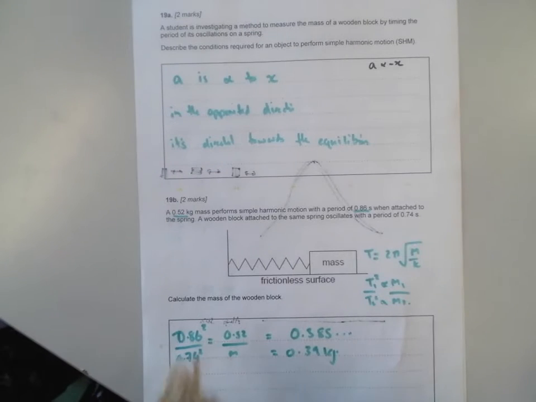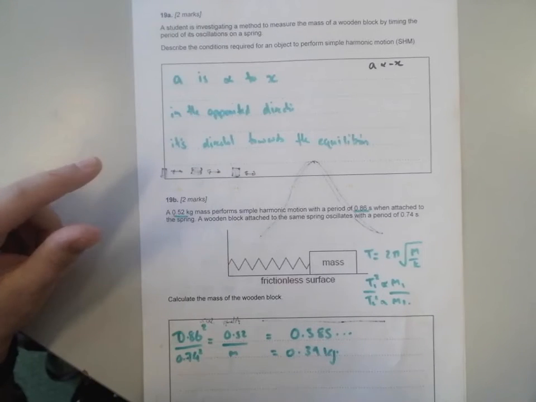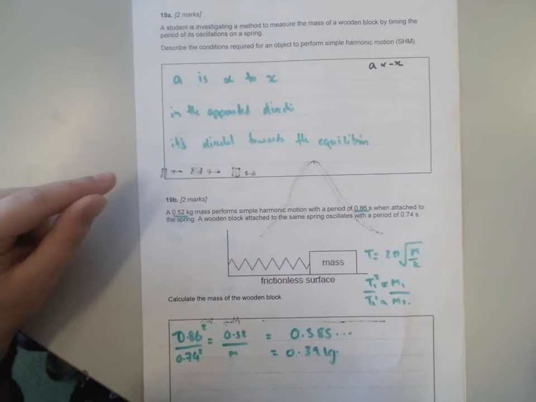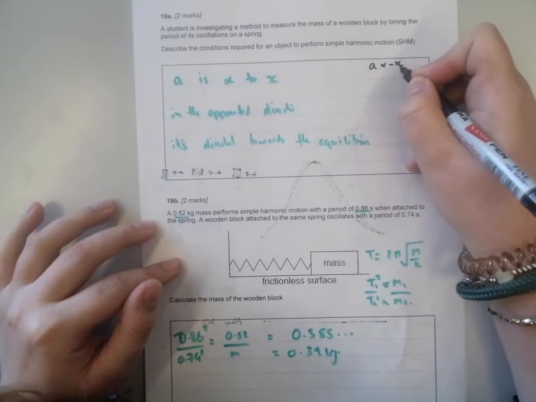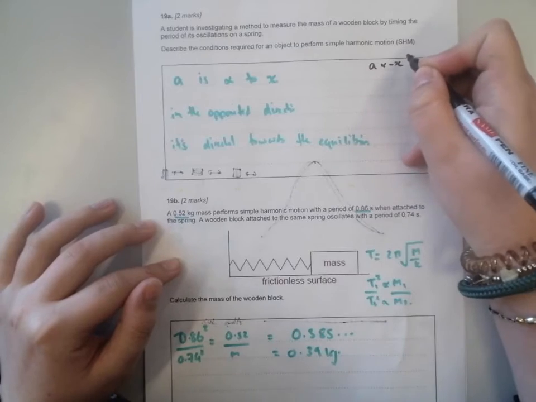Okay, so this next question I actually thought was going to be the most challenging question for you guys, but this is actually the one that you did the best in, so I just want to say really well done. First of all, acceleration is proportional to the displacement in the negative direction. That was our conditions of simple harmonic motion.